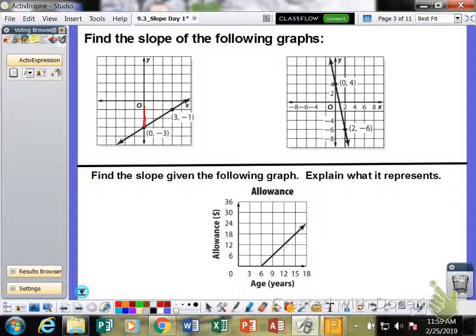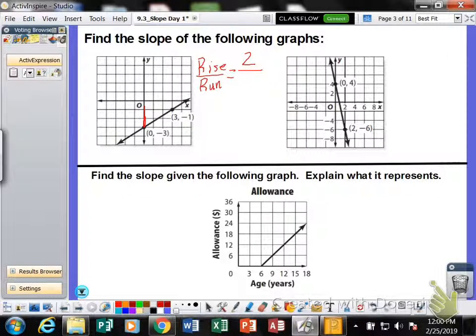Okay, and now we want to find our run. Rise over run. Our rise we just said was 2. And our run, we want to go from our x value of 0 to our x value of 3. So 1, 2, 3. My run is going to be 3. So my slope here would be 2/3.